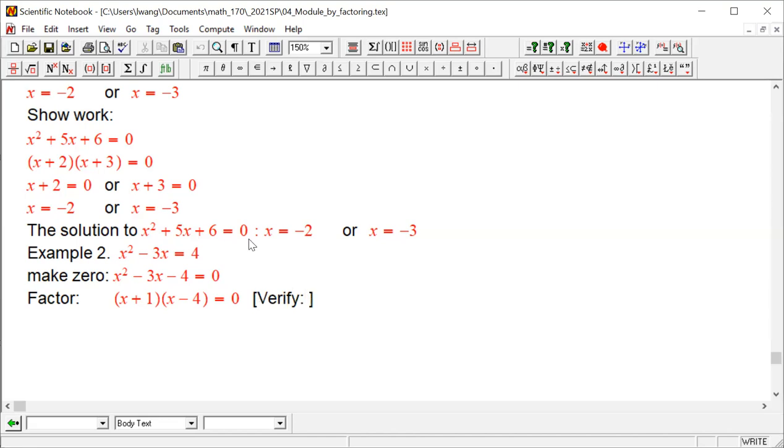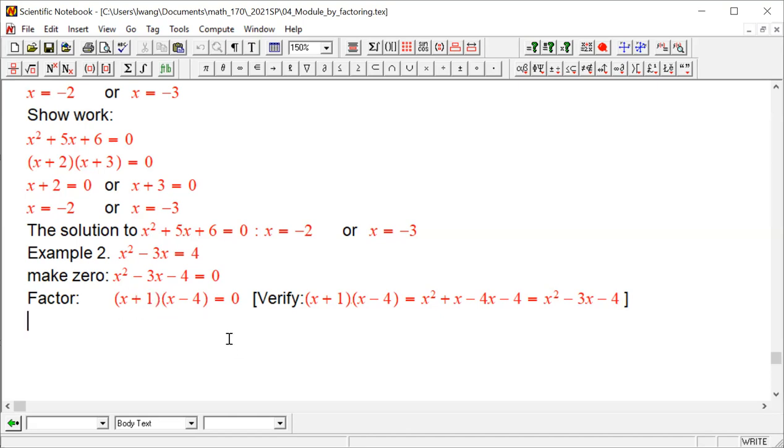How do we verify? You verify by FOILing this product, because you want to make sure you get the right factors. Multiplying out, we end up with x squared minus 3x minus 4. So that's what you want to make sure.